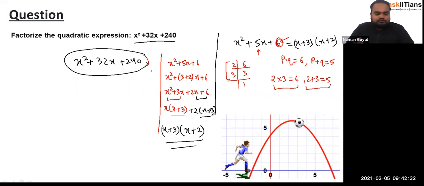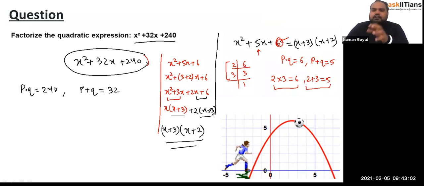Now see, there is another question, and we want to factorize this one. Listen carefully. We need two numbers p and q whose product is 240 and whose sum is 32. In the previous one we could easily see the numbers were 3 and 2. Here it is a little bit tough, with respect to this question.